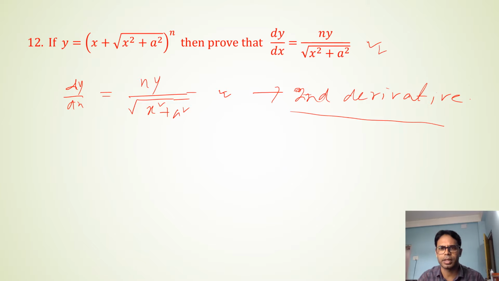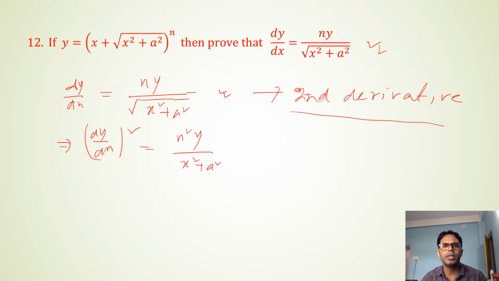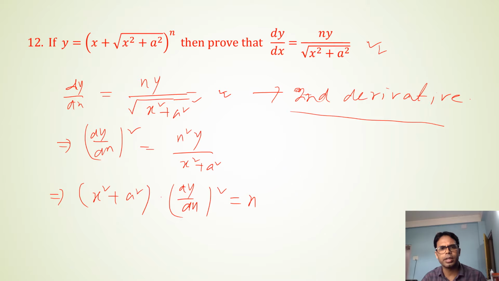First derivative will be discussed on this screen. So first you see, if you want to find the second derivative, first you take the whole square on both sides, that is dy dx whole square is equal to n square y divided by x square plus a square. Just to remove this square root sign, I am taking the whole square here. Then x square plus a square is taken to the left hand side by cross product, that is x square plus a square into dy dx whole square. On the right hand side it is n square y square, it is y square not y, n square y square.